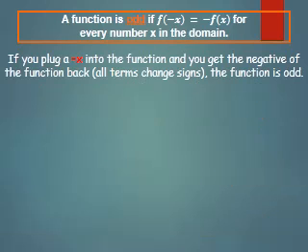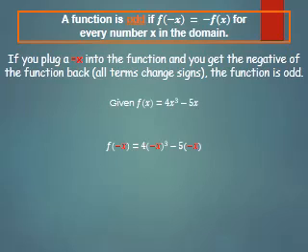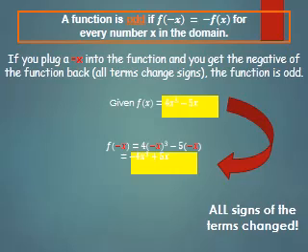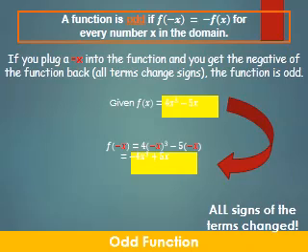The same thing if I want to check if it's odd. I plug in minus x as we did before, and then I multiply the whole function by minus. So I did first f of minus x, then I multiply the whole function by minus. It gives me back the same function, 4x cubed minus 5x. So this is an odd function.